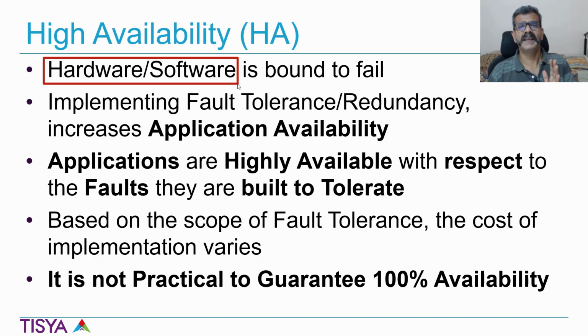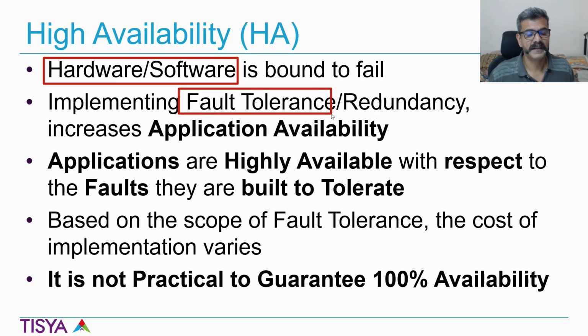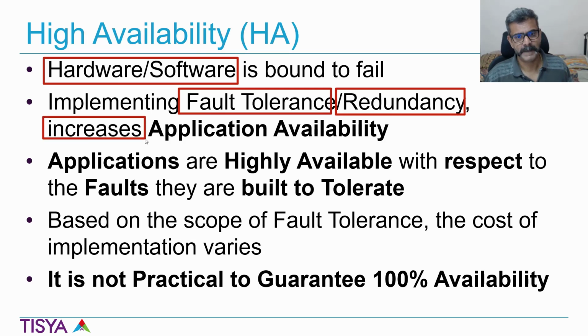But if you upfront realize that no hardware is going to be 100% up and running without any fault, or software will always keep running without any fault, first of all, we'll have to come out of that conundrum that nothing will fail. So let's first accept that everything is bound to fail. Then we can appreciate implementing fault tolerance or redundancy for the system by having duplicate hardware, duplicate servers with software running, which will increase the application's availability.